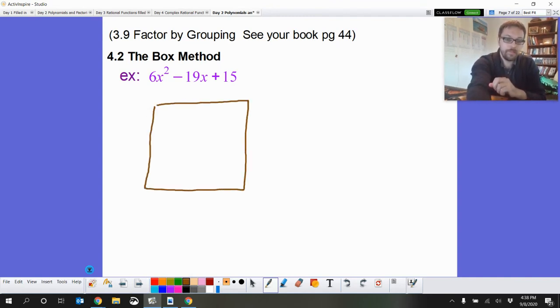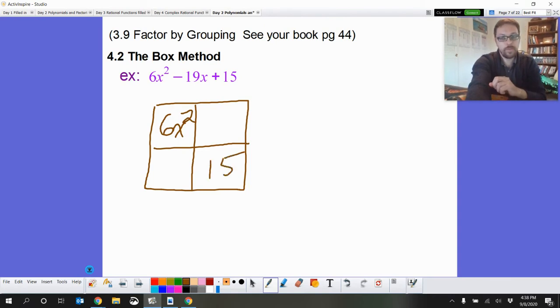I know, wild, right? You put the leading term here and the last term there. Then you multiply the first and the last numbers. So the 6 times the 15, because we've got to figure out what goes in those other two boxes. 6 times 15 is 60 plus 30, so that's 90.